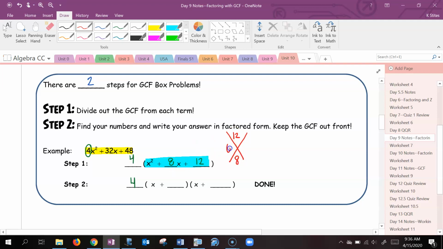and those numbers should be 6 and 2. And we fill them in, and you'll notice the only difference is that you have that 4 in front. Okay, now this is important. This first step does have to happen.